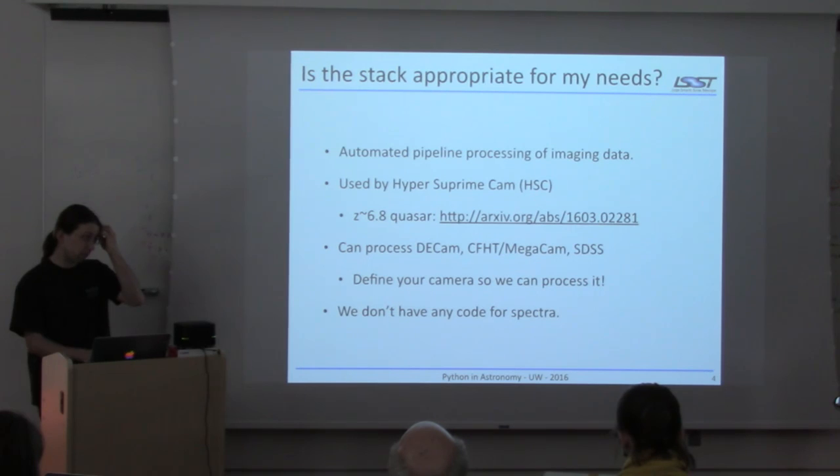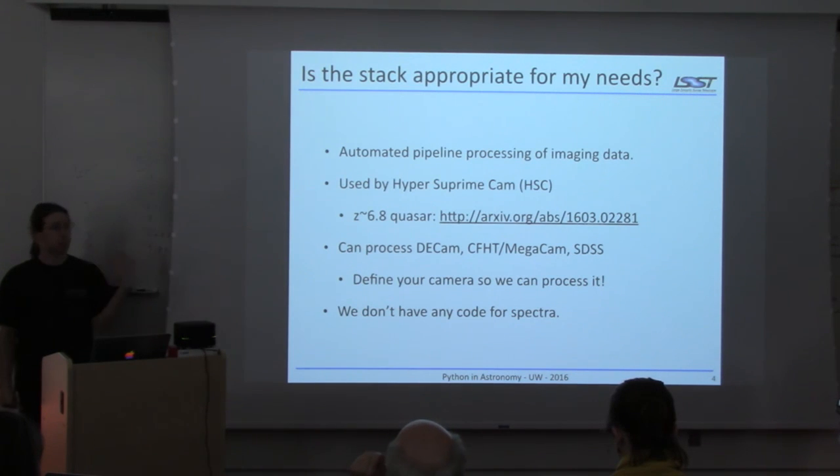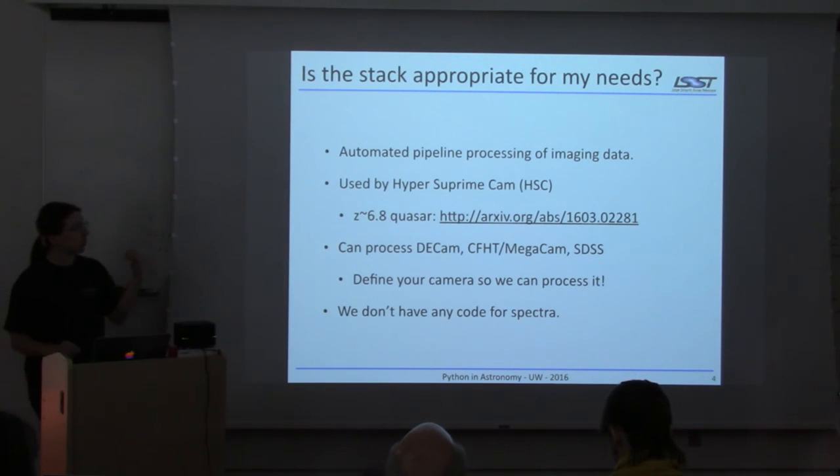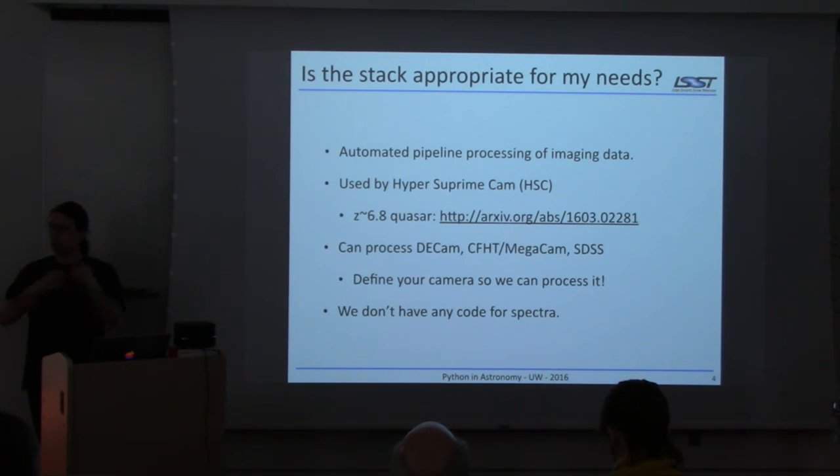Okay, so that's all cool, and we have this big software pipeline to do these things. And I'm going to talk a little bit about it, but the question you maybe should be asking yourselves is: is this appropriate for my needs? So our pipeline, the LSST stack, is designed for automated pipeline processing of imaging data. So it's not designed for I have one image and I want to muck around with it until it's absolutely perfect, right? You have a bunch of data and you want to process it all in the same way so that it's all uniform. It is currently being used by HSC.